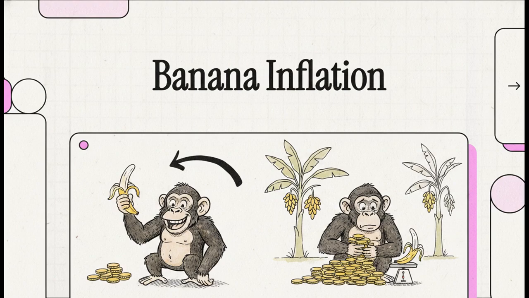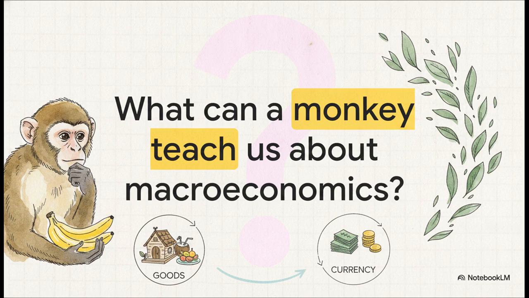So we're going to break it down using a really powerful, honestly fun mental model. Today we explain inflation by banana. That's right, we are going to master the complex economic engine of supply, demand, and currency by looking at a very simple, very relatable primate economy. Okay, let's dive into this.